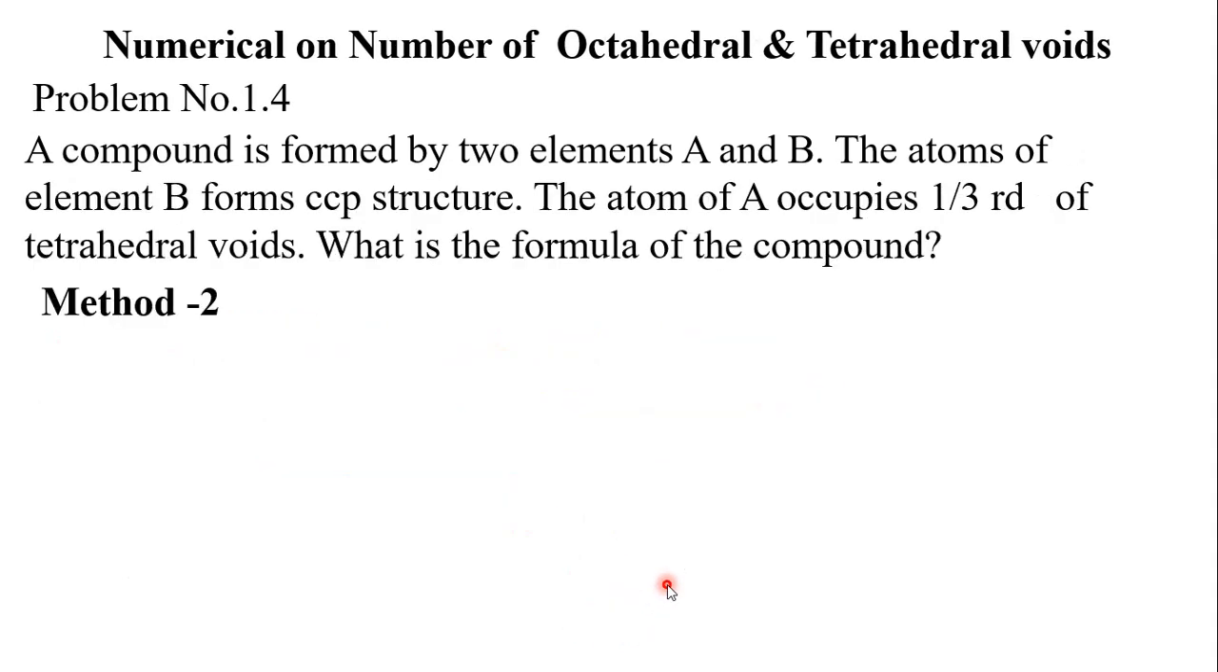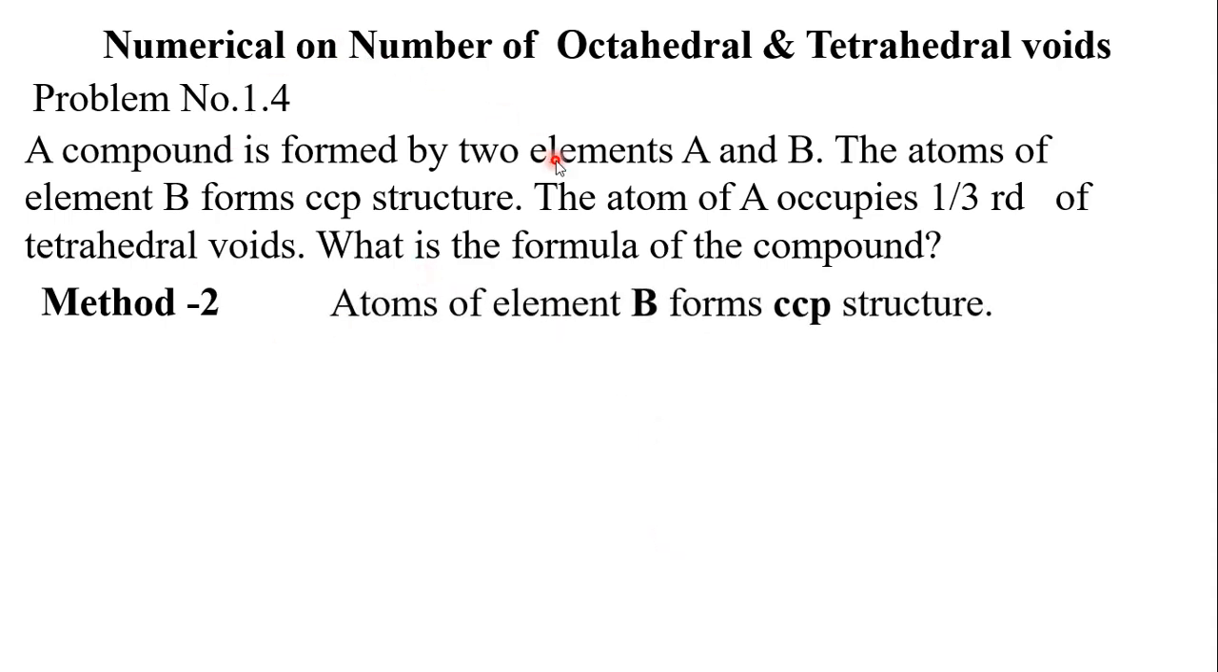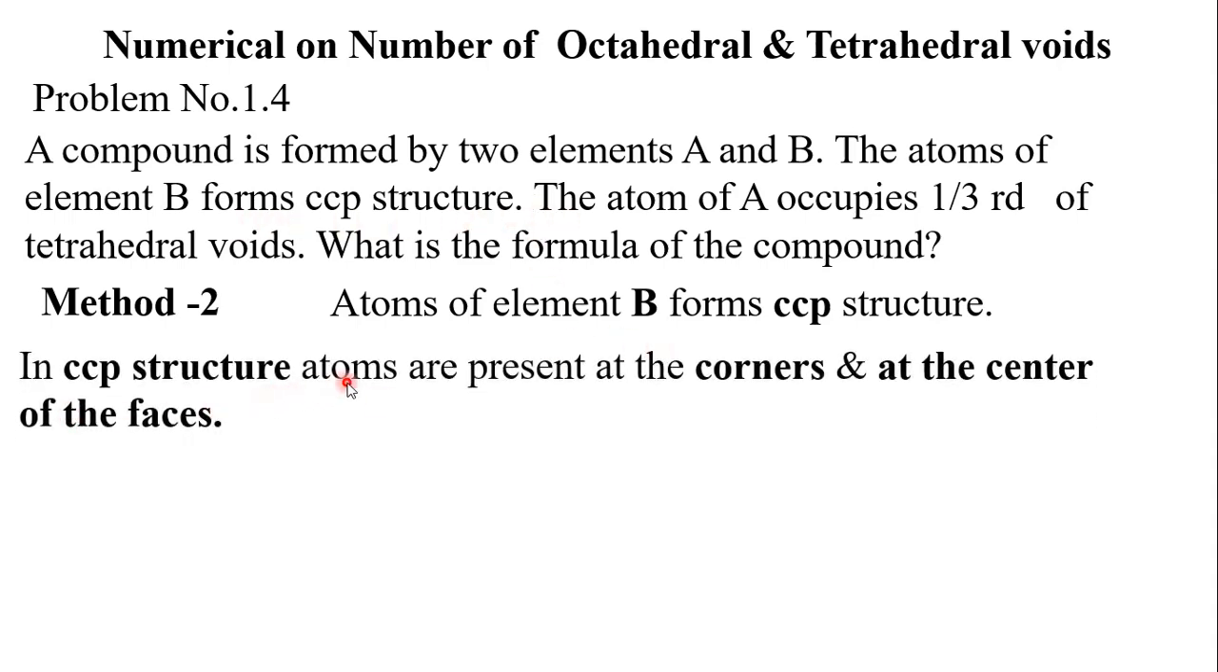Now the second method to solve the same problem, that also we will see. You know that here the atoms of element B form CCP structure. And you know that in CCP structure, what is the position of atoms? Atoms are present at the corners, 8 corners, and at the center of the face, 6 faces are there, as it is a cubic close packing, and any cube has 8 corners and 6 faces.